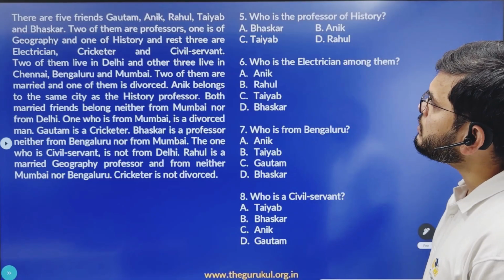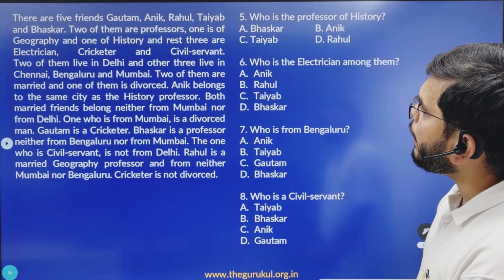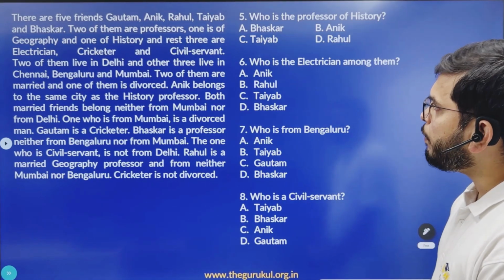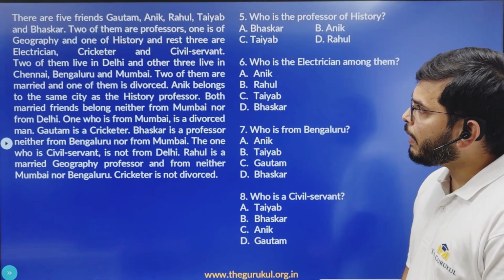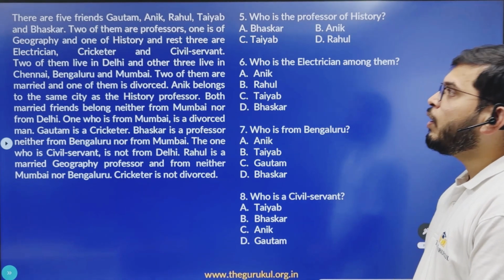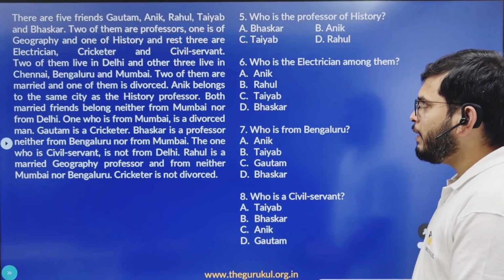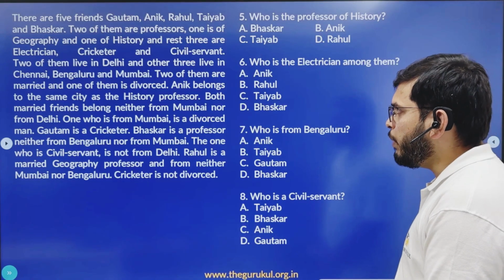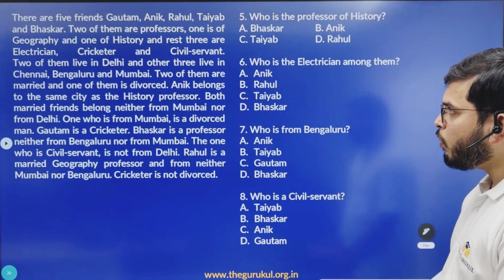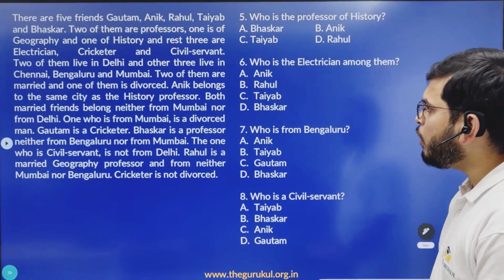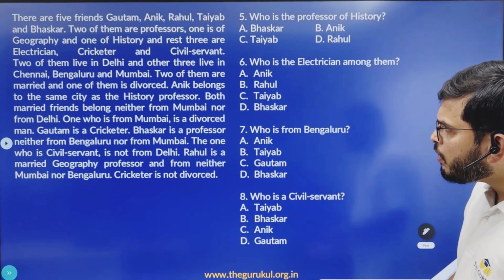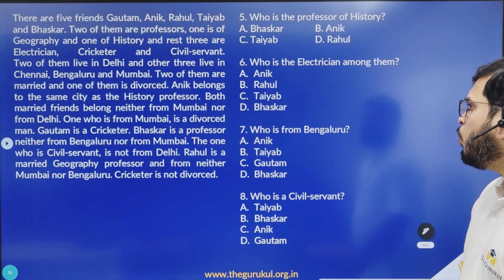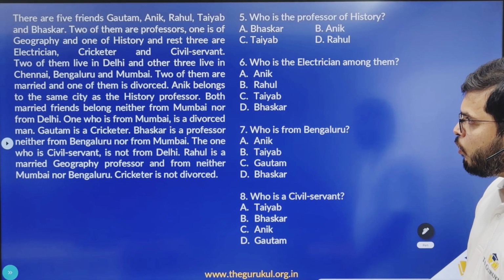There are five friends, Gautam, Anik, Rahul, Taib and Bhaskar. Two of them are professors. One is of geography and one of history, and the rest three are electrician, cricketer and civil servant. Two of them live in Delhi and the other three live in Chennai, Bangalore and Mumbai. Two of them are married and one of them is divorced. Anik belongs to the same city as the history professor. Both married friends belong to neither Mumbai nor Delhi. The one who is from Mumbai is a divorced man. Gautam is a cricketer.